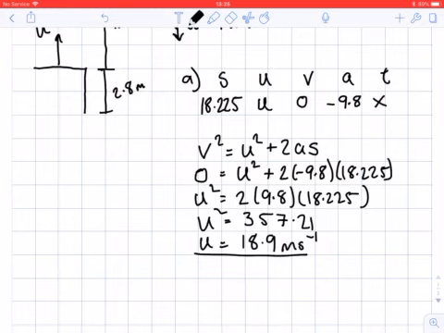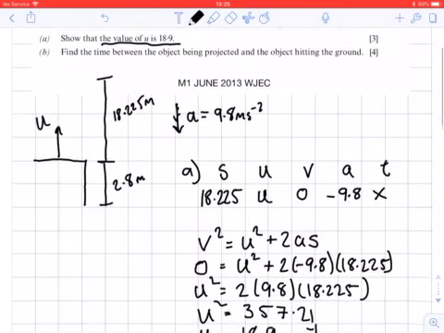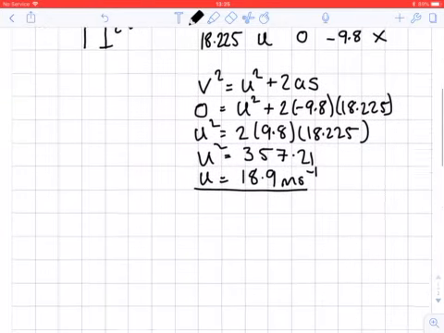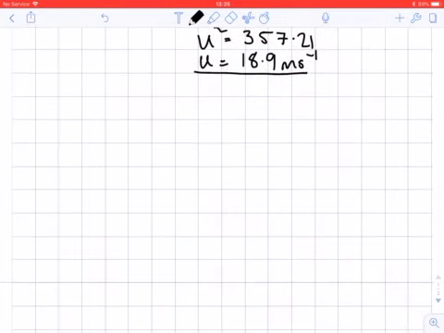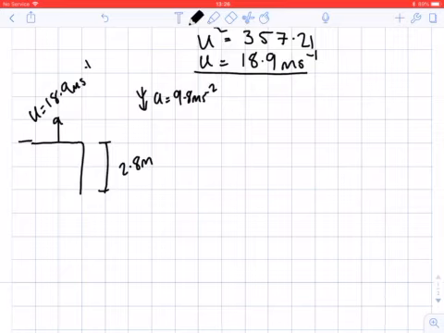So there you go, I've actually found out that u was 18.9 without actually using the fact in my calculations. Moving on to part B: find the time between the object being projected and the object hitting the ground. This is actually quite a trickier concept. So again, I'll just draw a quick sketch, and obviously we're interested in this displacement here of 2.8. We'll talk about that in a second. U is obviously 18.9. And we've got our acceleration pulling the object to Earth at 9.8 meters per second squared.